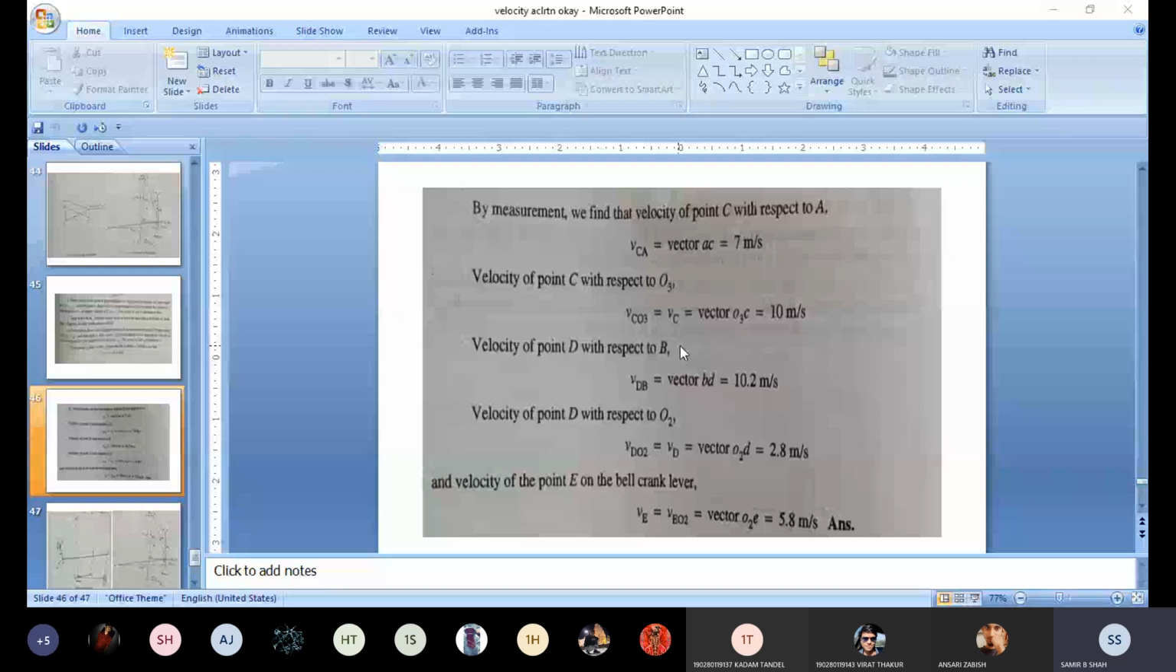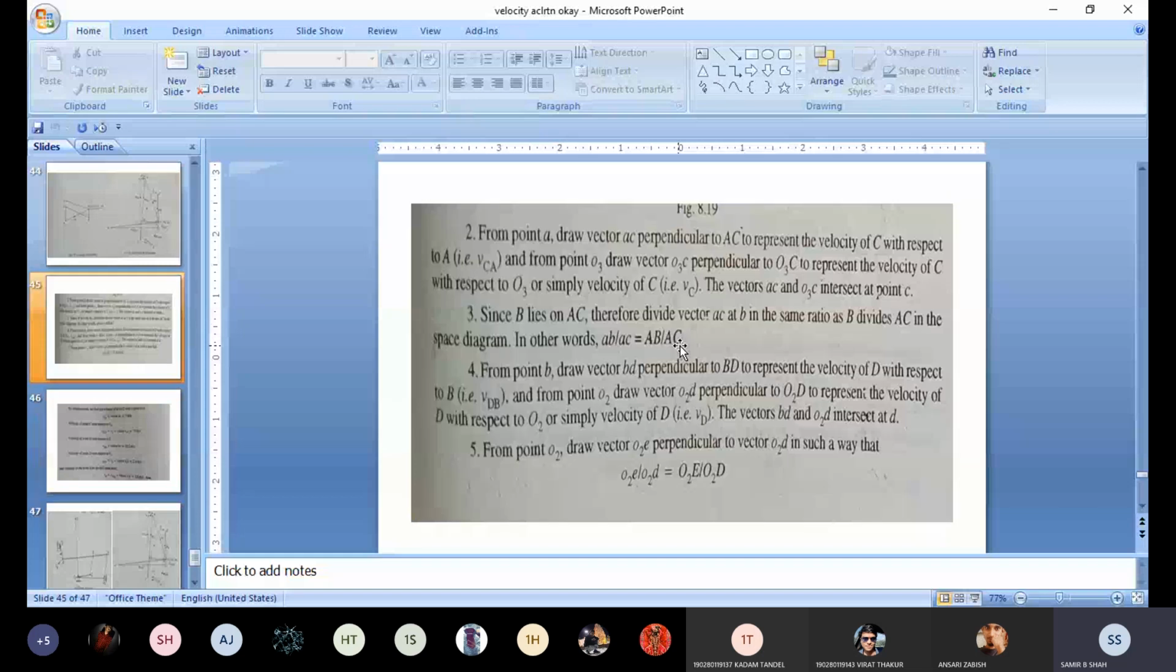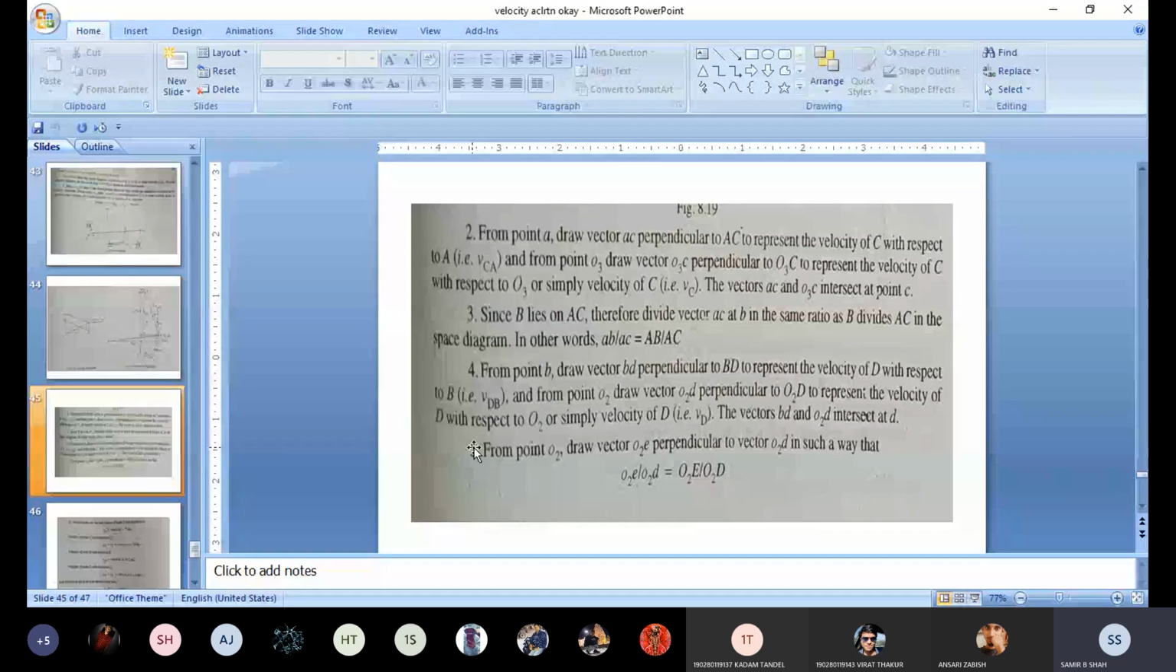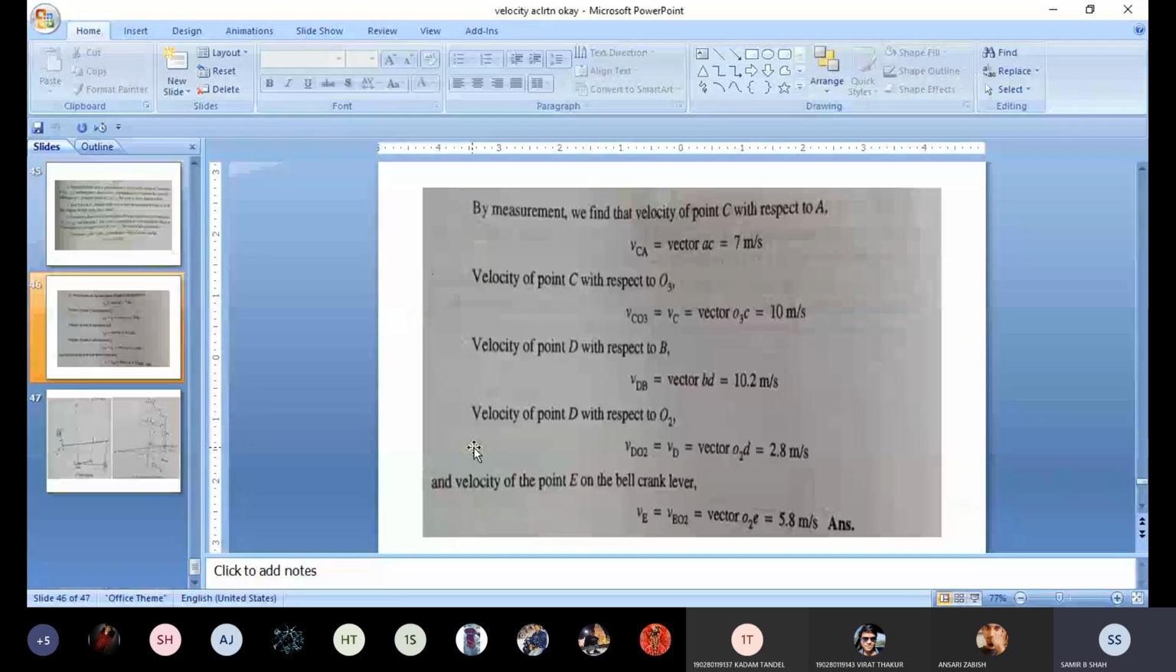Velocity diagram, and the answers should be VAC is 7 meter per second, VO3C 10 meter per second, VBD 10.2 meter per second, VO2D 2.8 meter per second, and VO2E 5.8 meter per second. As you see in this diagram, we are getting all the dimensions based on this. If your answer is within 5% tolerance, then your answer should be valid.